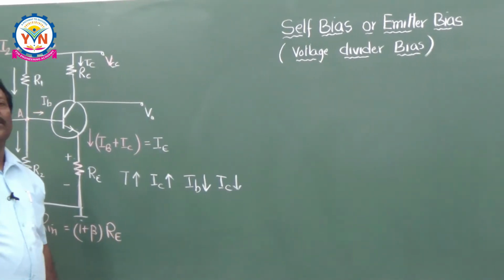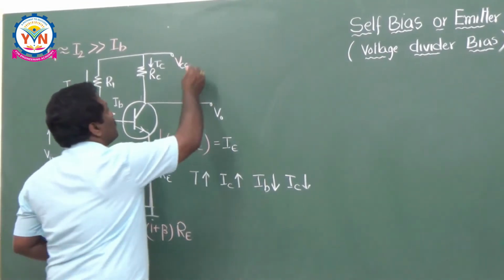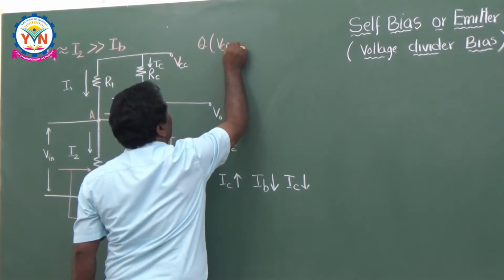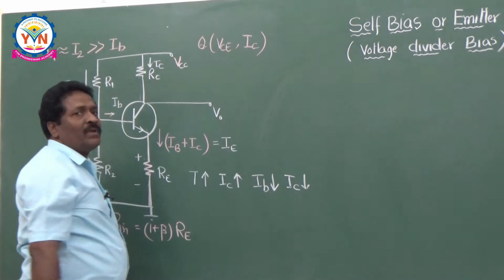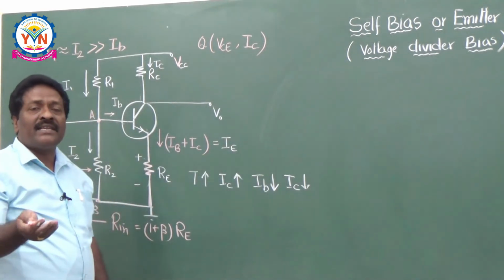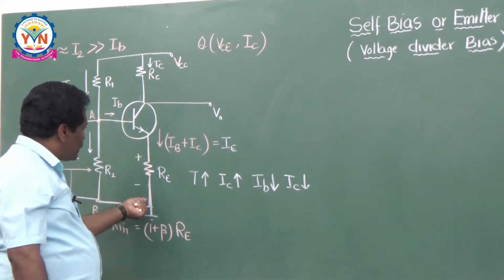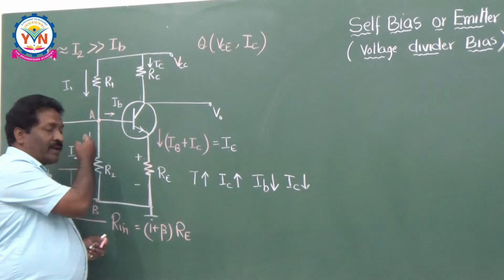Because we have to fix the operating point Q. Operating point Q means it is having the coordinates of VCE as well as IC. You have to calculate these two parameters, and after fixing, you have to see either any variation with the temperature or beta also. So with temperature, there is no variation at all because emitter resistance is taking care of it.